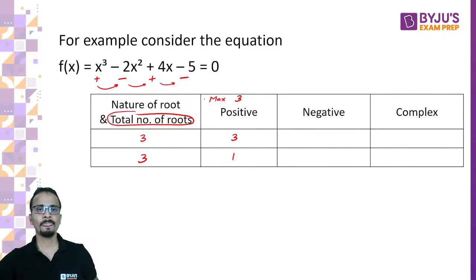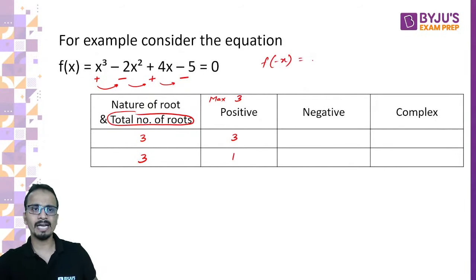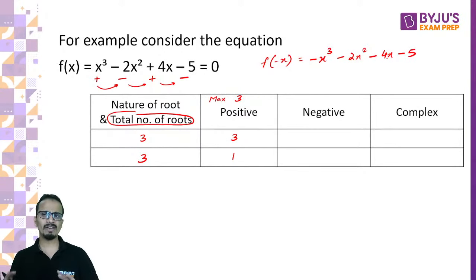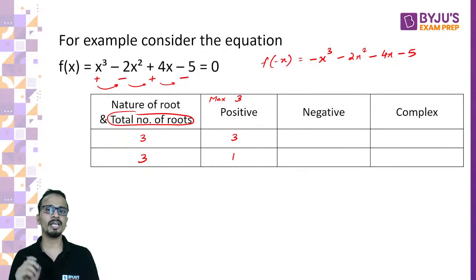Fine? Okay. Now let's talk about f of minus x. So f of minus x, I'm writing it. So it will be minus x cube, sorry, it will be a negative sign again. So minus x cube minus 2x square minus 4x minus 5. All right. Am I clear? Have I written it properly? Yes or no? So what is the number of sign changes in f of minus x?